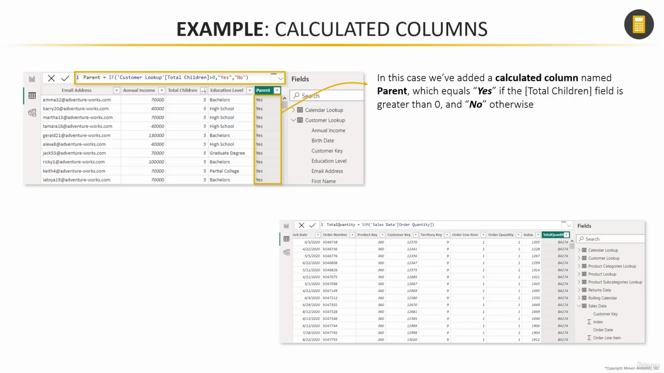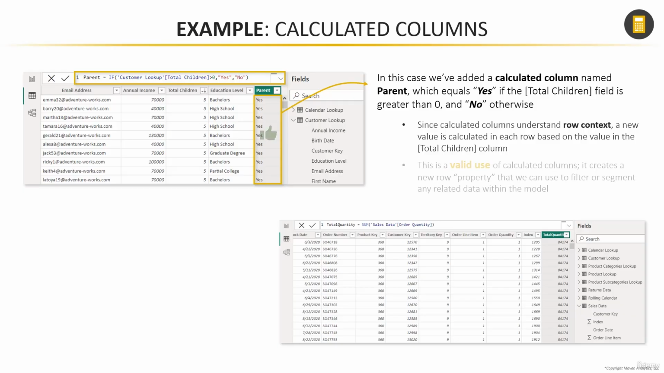And when you read through this formula, you'll notice that it looks very, very similar to what you might write in Excel. So it's that same kind of user-friendly syntax. Now remember, since this calculated column understands row context, a new value is calculated in each row based on the associated value in the total children column. So what we're doing here is cycling row by row through the table, and we're looking at the row context for the total children column and returning the proper value based on how we've defined our formula. So this is a valid use of calculated columns.